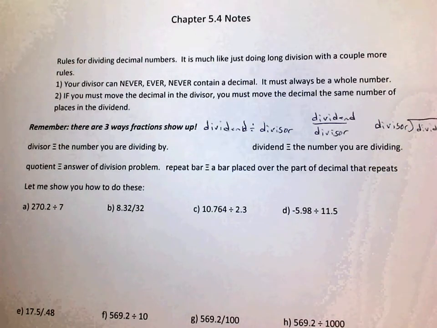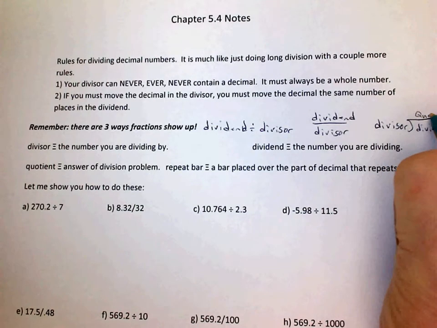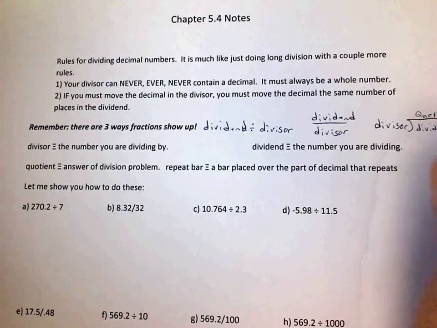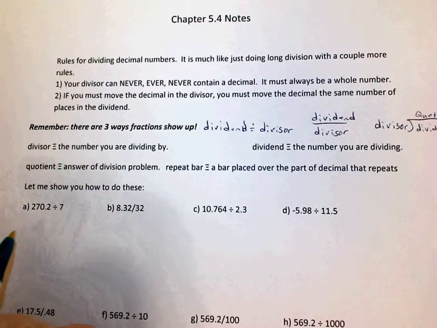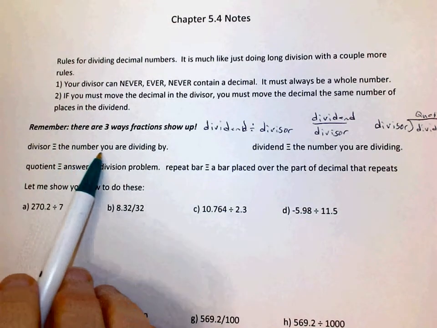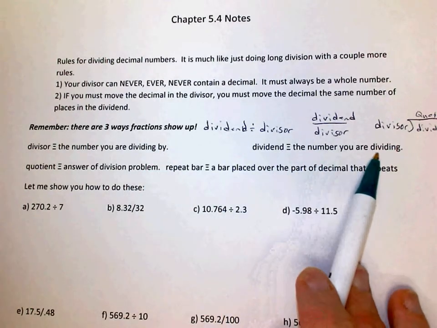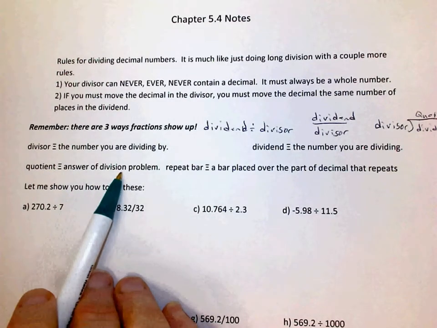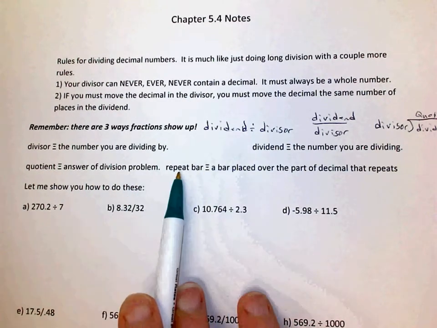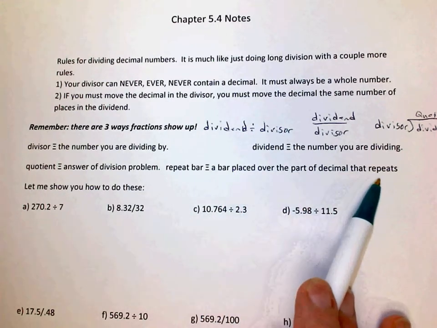And remember, the answer is always called your quotient. So the answer of a divide problem is your quotient. The divisor is the number you're dividing by. The dividend is the number you're dividing into. Quotient is the answer of a division problem. A repeat bar is a bar placed over the part of a decimal that repeats.